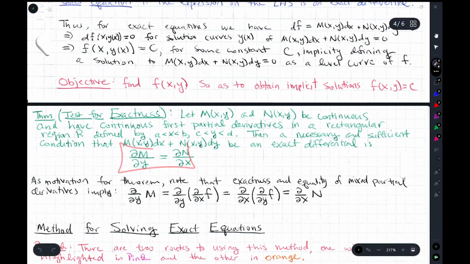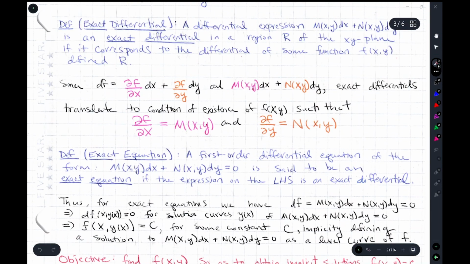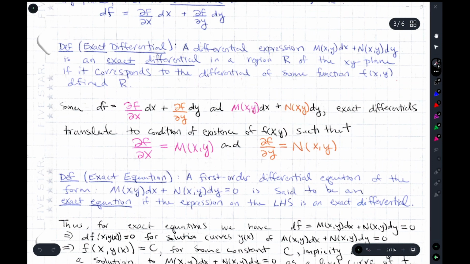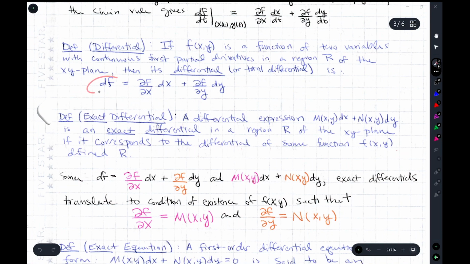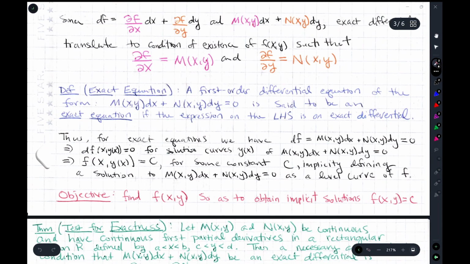M is what's multiplying the dx, but notice that we're taking the derivative with respect to y. N is what multiplies the dy, but we're taking the partial derivative with respect to x. And if those two are equal, then this differential form is exact, and it may be written as a differential of some function df, okay, like we see above there. So we could write df is equal to M dx plus N dy.